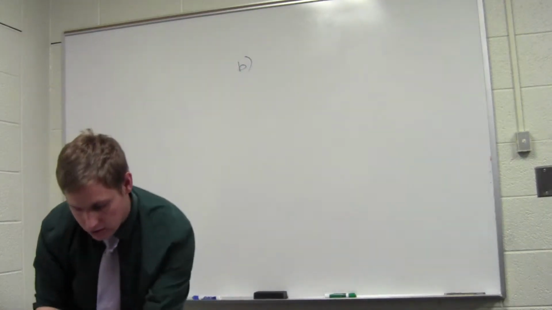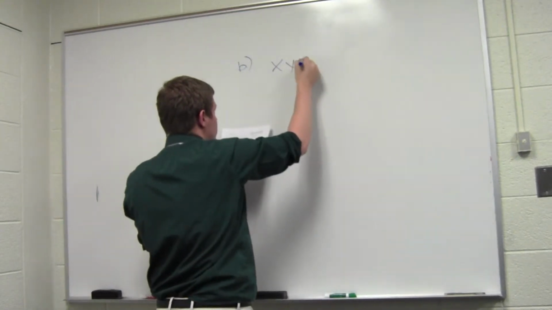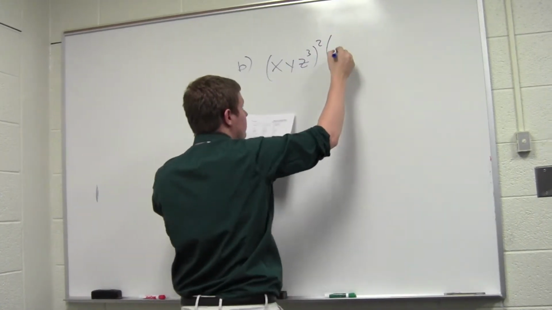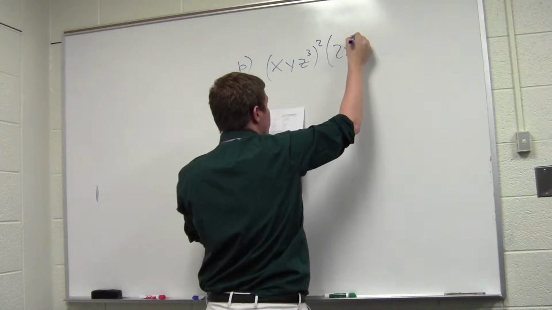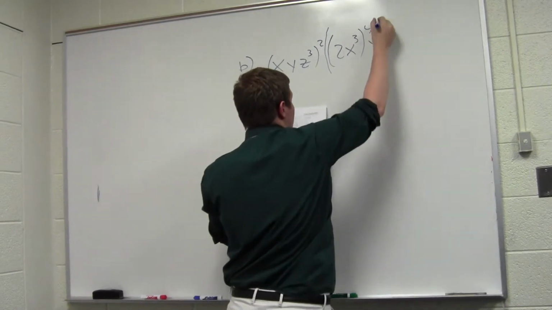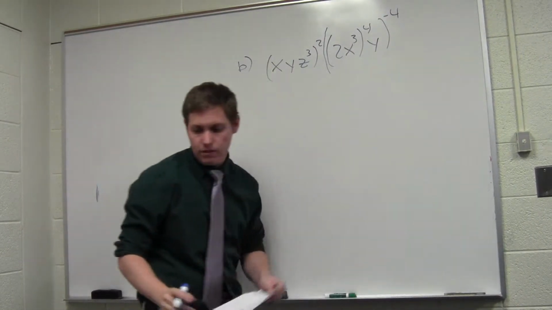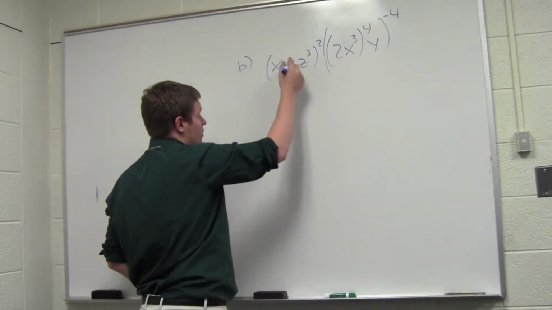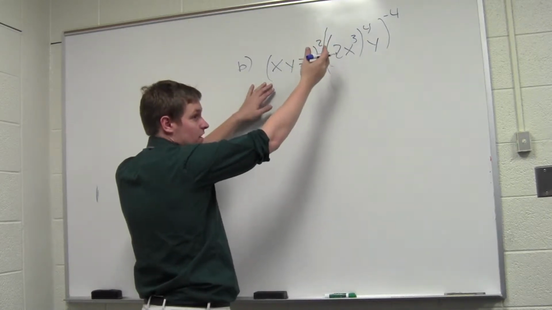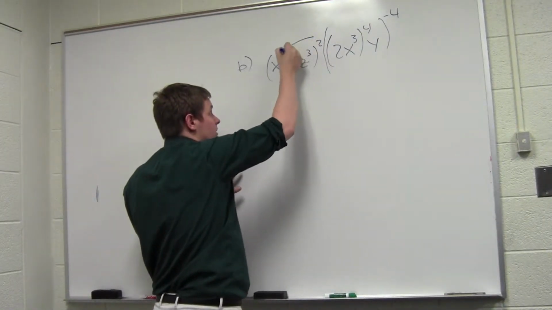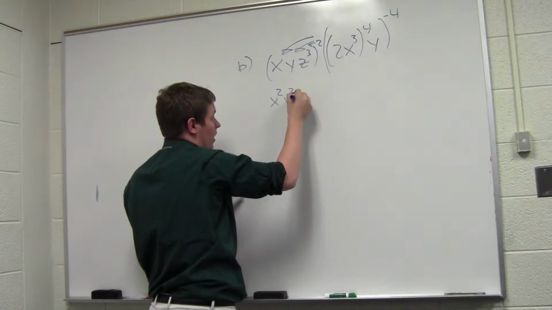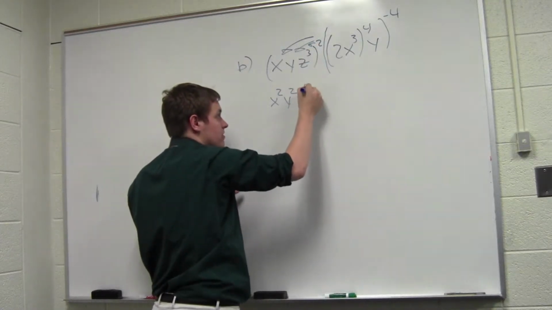Part B, we got (x y z cubed) squared times (2x cubed) to the fourth, and there's an extra parenthesis right there, times y to the negative fourth. All right, here we go. This means multiply this times itself. That's what that means. xyz cubed squared is multiply this times itself. When we do that, it just so happens that this can be distributed into here like so. We get x squared times y squared times z to the 2 times 3 is 6.